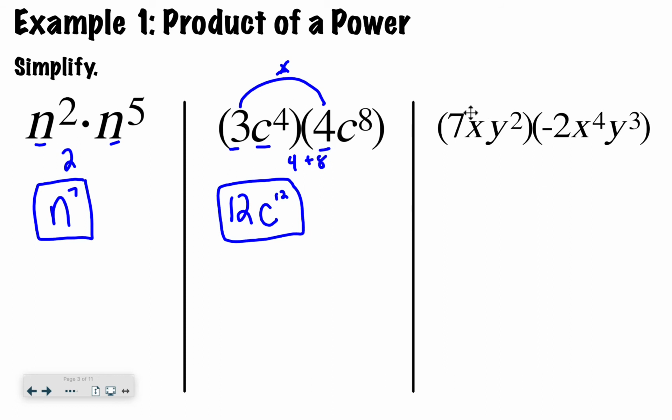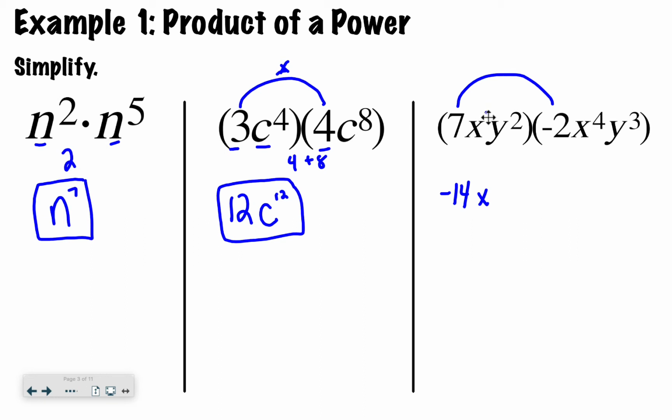Let's try one more. So now I have my regular numbers. I have a 7 times a negative 2. Don't read this as 7 minus 2. Sometimes students do that. It's multiplication always between parentheses. So I have 7 times a negative 2 is negative 14. And then I have x, and then I have x to the 4th. Now, some students will say that this is x to the 4th because they see a 4 and there's nothing written here.